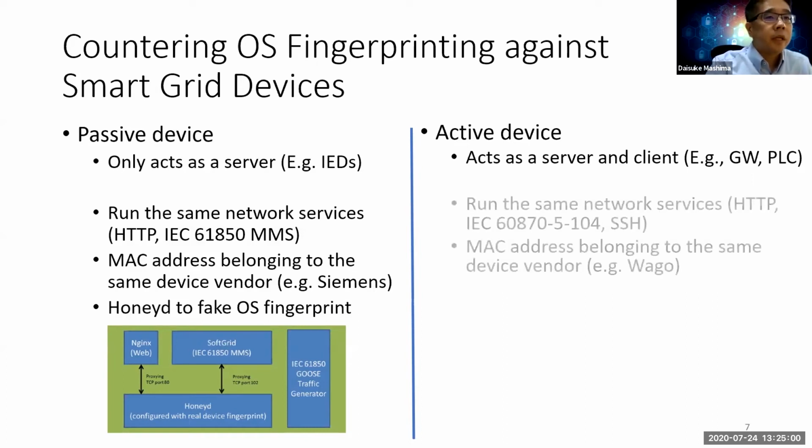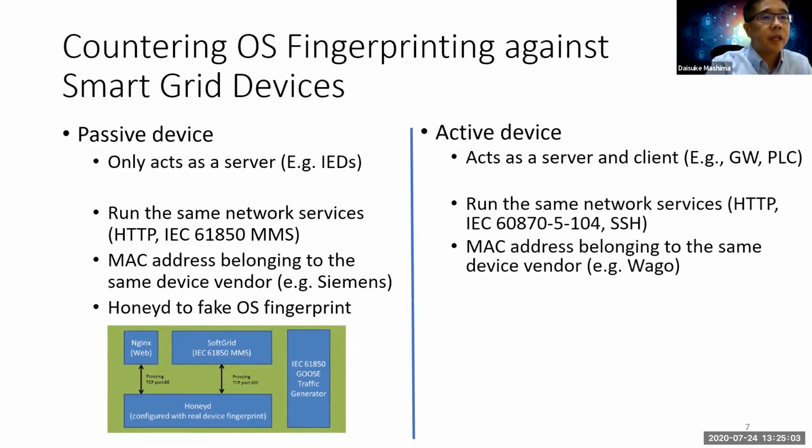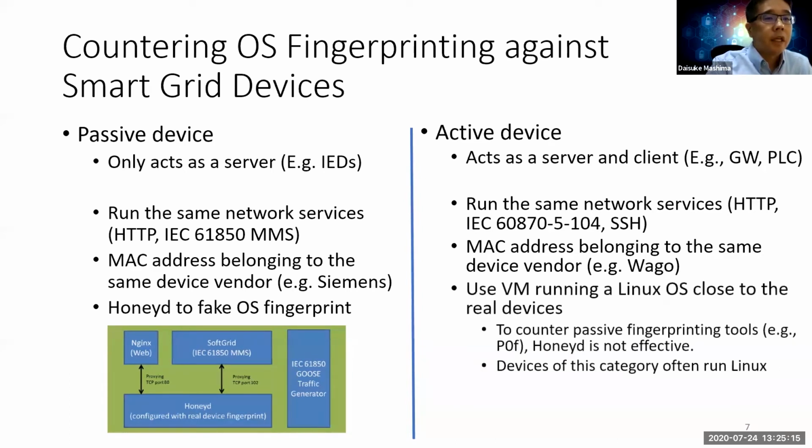Regarding the active devices, we first did the same thing. We run the same set of network services, in this case HTTP, IEC 60870, and SSH, and we also copy the MAC address from the real device. But to deceive device fingerprinting for active devices, Honeypot alone is not sufficient, because outgoing traffic is not supported by the Honeypot, so we cannot deceive a passive fingerprinting tool.